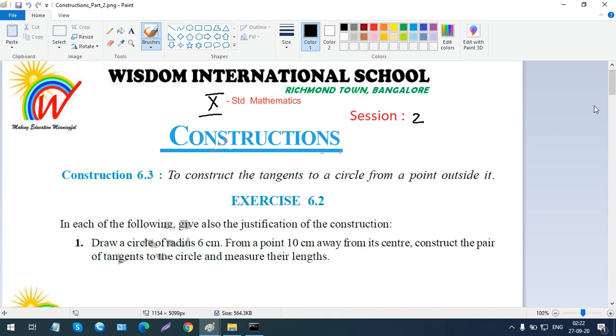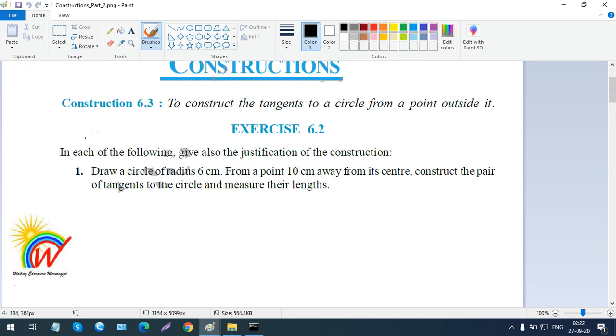So we'll continue with our constructions. Hope you people have completed your work. So here we are going to learn how to construct tangents to the circle. In the circles chapter we learned about tangents, what tangents are, and a few special properties of tangents, right?